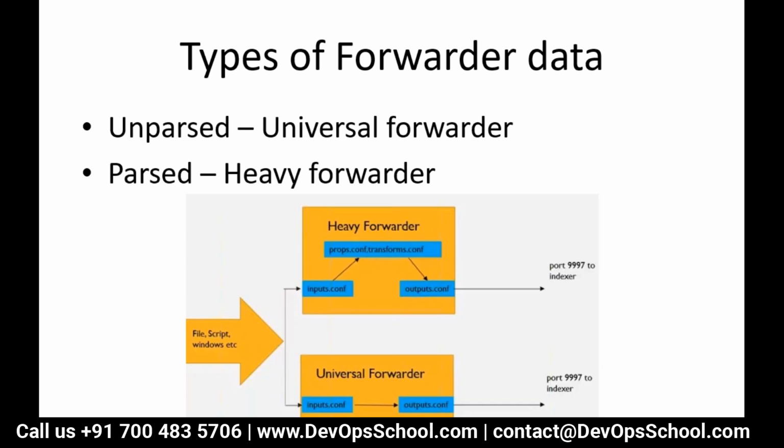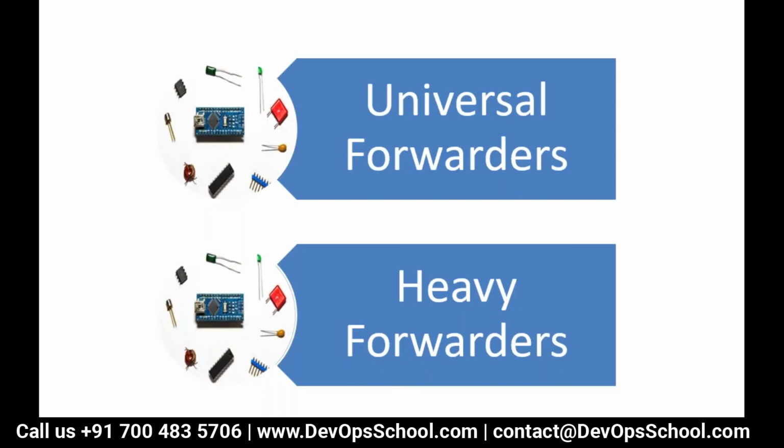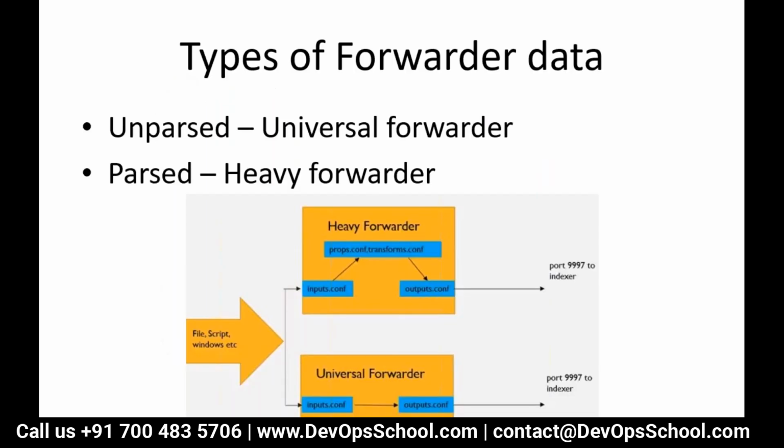Now unparsed data is processed by the universal forwarder, whereas parsed data is processed by the heavy forwarder. Mind it, parsed data, if you want it, has to be processed through the heavy forwarder. And unparsed data can be used for the universal forwarder also. So these are the types of forwarded data. In short, there are two kinds of forwarder in Splunk: universal forwarder and heavy forwarder. What are the differences? See it here.